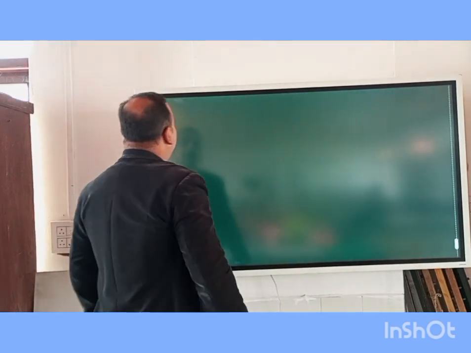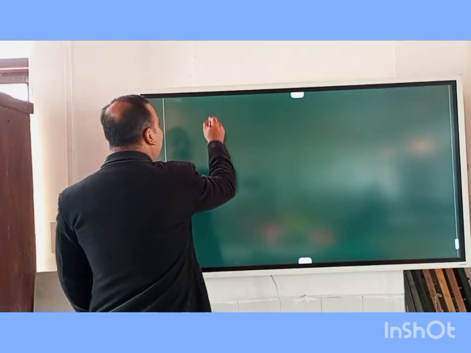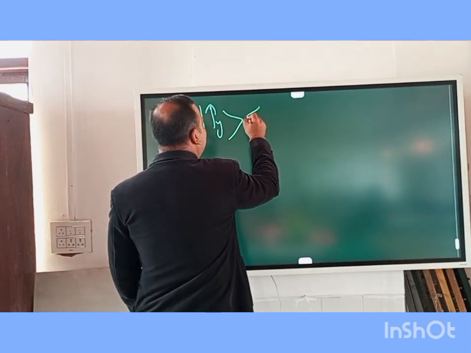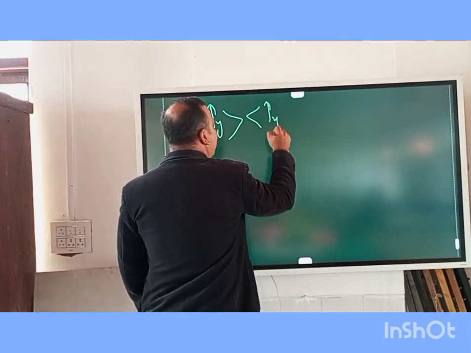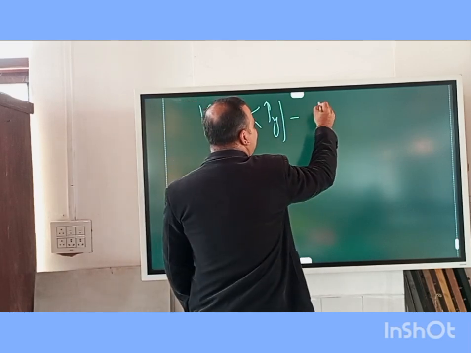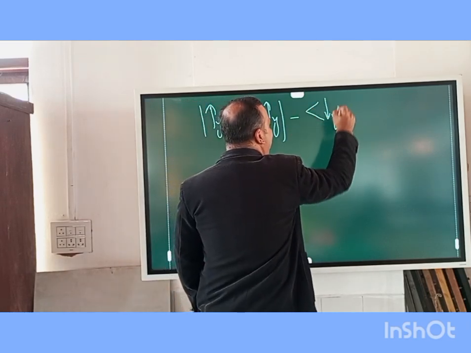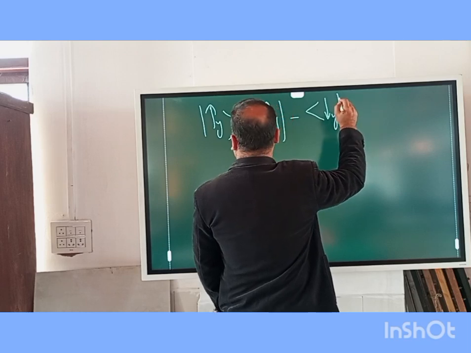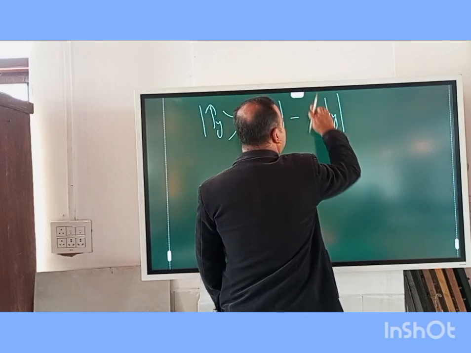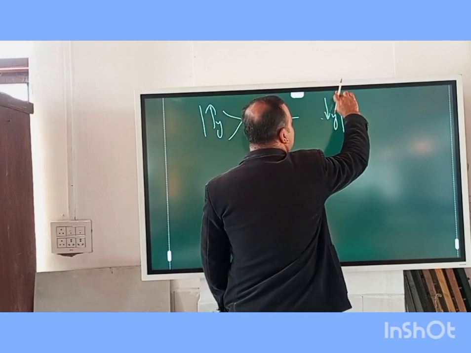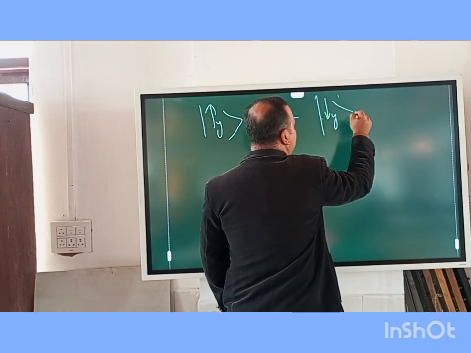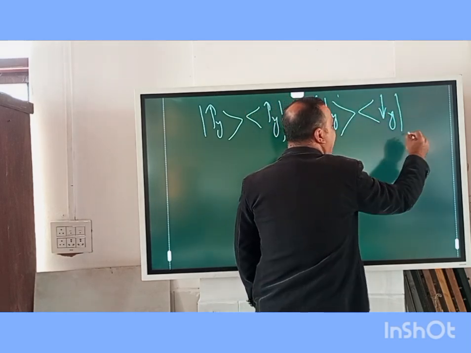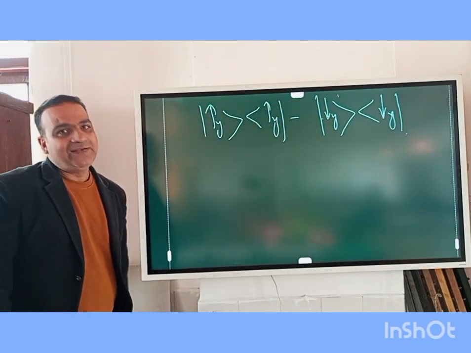So now, what should I write? I think I should write spin up along y ket and spin up along y bra, minus spin down along y. I have to write the ket first. So this has to be the ket, and then the bra of spin down along y. Right? Now let's evaluate this.